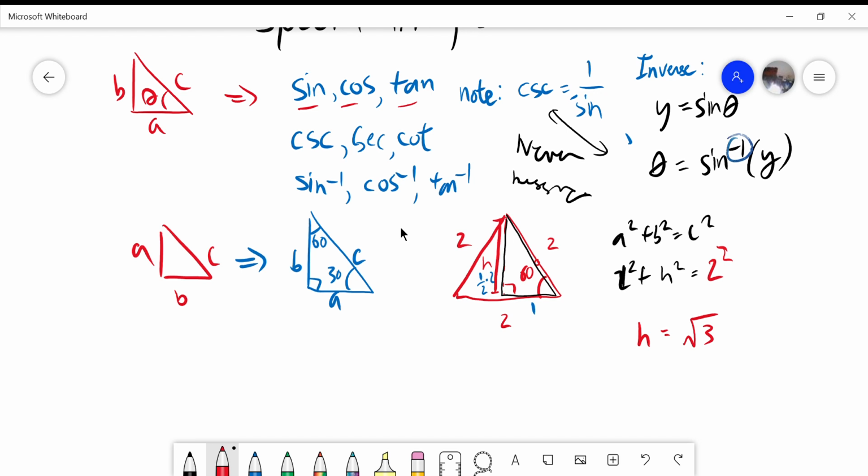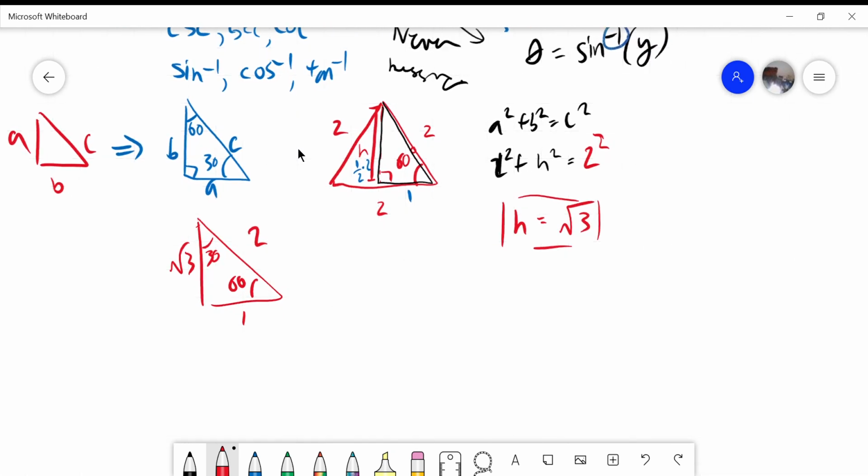In the end, we get that h is root 3. So therefore, the triangle we have then is root 3, 1, and 2. And we also know the angles of it. Splitting this in half also bisects the angle. So this is 60 and 30, that's 60. Now we can use this to establish some trig values.